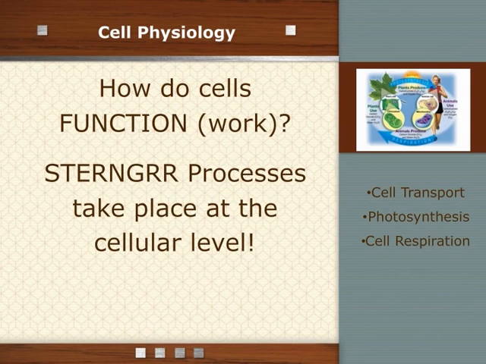In Module 3, you learned all about the structure of cells. In Module 4, we are learning about how cells function. This is called cell physiology. And this has to do, again, with the STIRINGER life processes, which, as you have learned, take place at the cellular level. So today we're going to be looking particularly at cell transport, which is the T in STIRINGER.